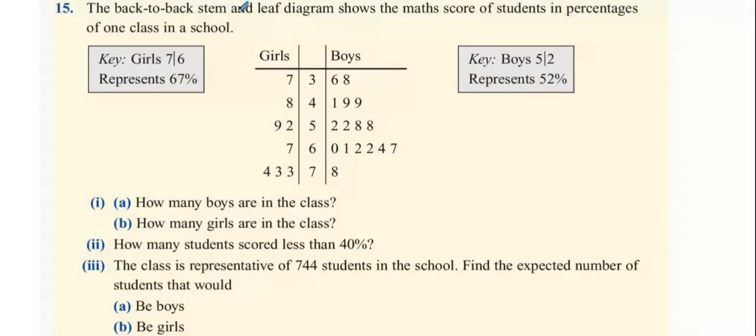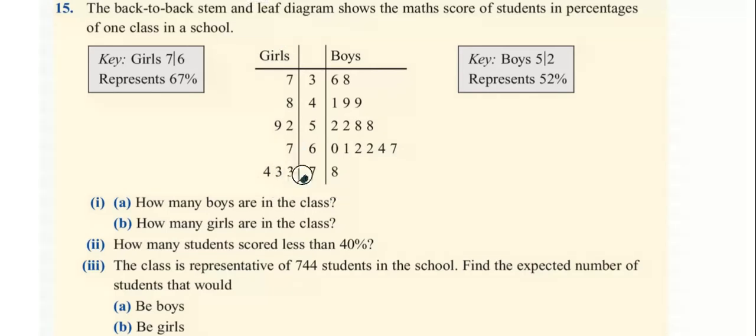Okay, now a back-to-back stem-and-leaf diagram shows the math scores, as percentages, of students in one class. So this girl here, what did she get? The 8 here. What's that 8? That's a 48. And if I was to highlight this one here, that's a 79.